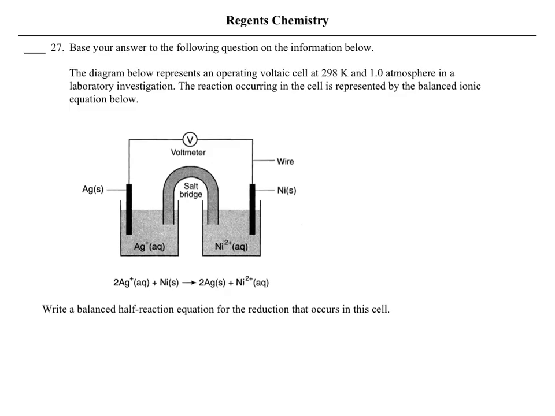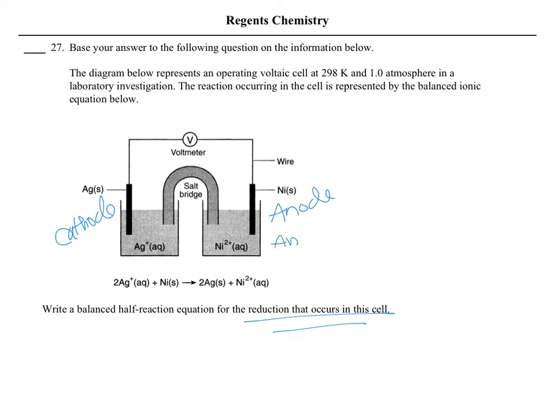Alrighty, only a couple more questions, even though it's 2 more pages. Write a balanced half reaction for the reduction that occurs in this cell. So what we need to figure out here is which one is the anode, which one is the cathode. So Ag and nickel. Nickel is clearly going to be more active. This is my anode. This is my cathode.